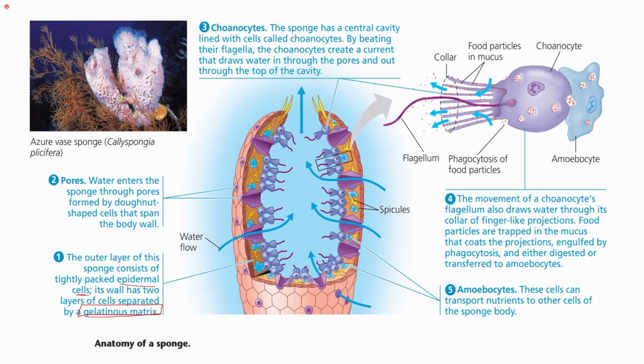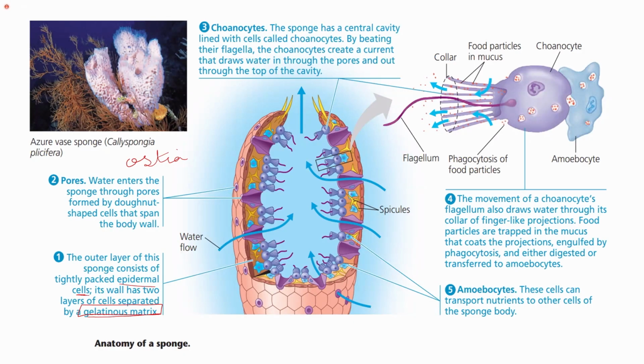And then we have pores. Water enters the sponge through the pores. We call these pores ostia, right? So water enters through them and gets into the body cavity.